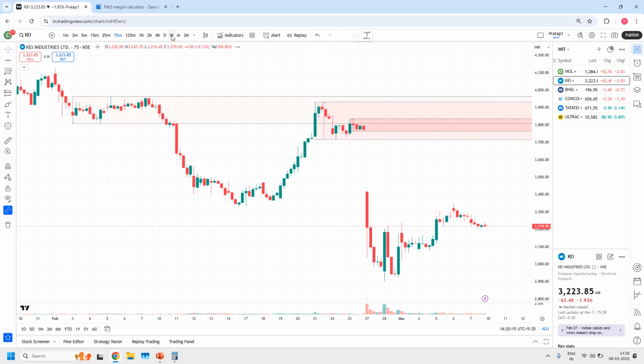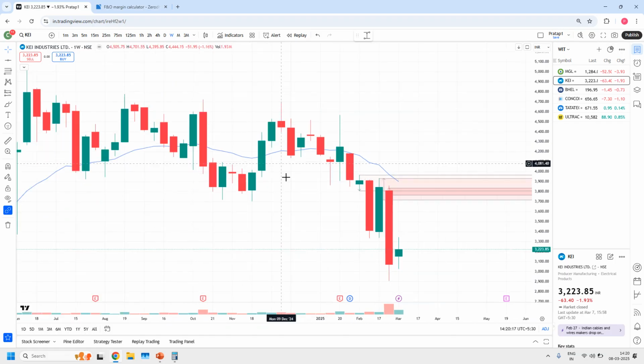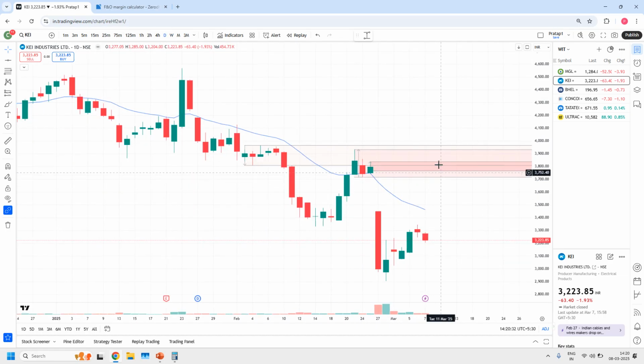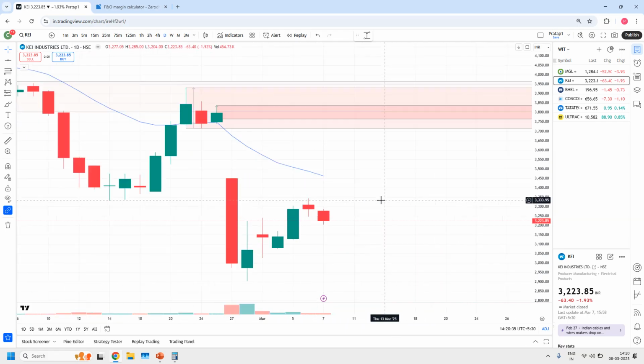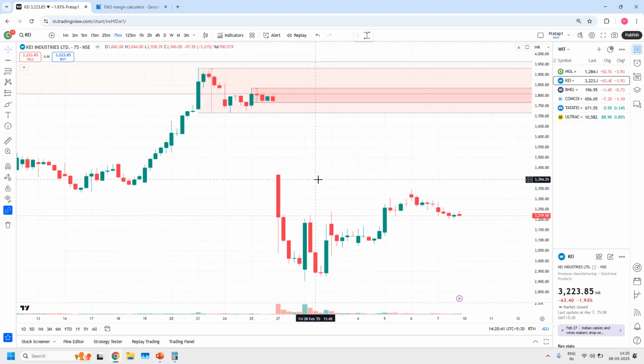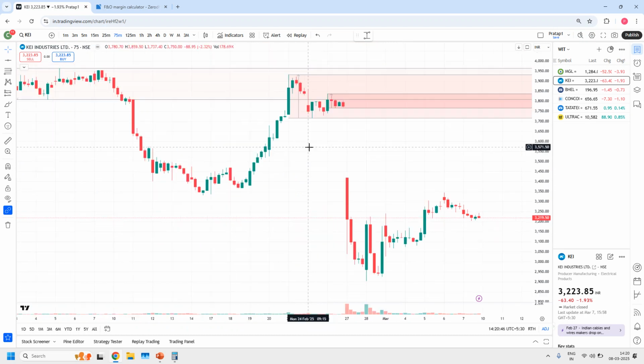Go to weekly time frame. Now this weekly supply zone is also having weekly EMA confluence. So this is also high probability trade setup supported stock. Now go to the daily time frame. Daily EMA confluence is not there. And the 75 minutes, this is the 75 minutes rally base. This is our entry zone.